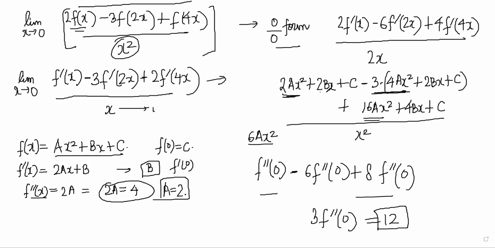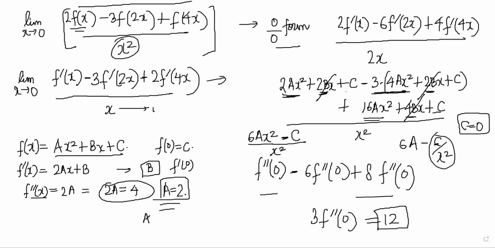And the remaining terms are becoming plus 2bx minus 6bx plus 4bx. This cancels. And plus c minus 3c, so minus 2c plus c, so minus c. Minus c by x square. So you're getting 6a minus c by x squared. You have to ensure that c is 0. Only if c is 0 will the limit exist. And in that case, a is equal to 2 will happen and 6a will be the answer, which will be 12.